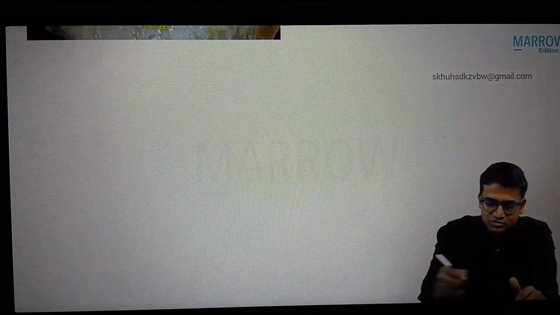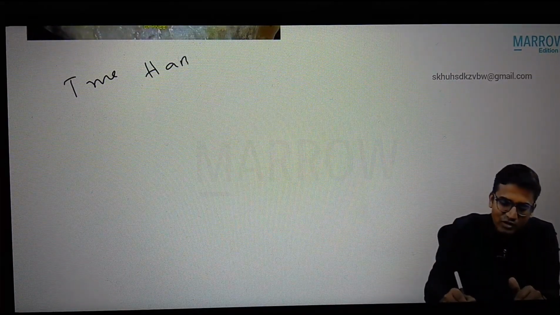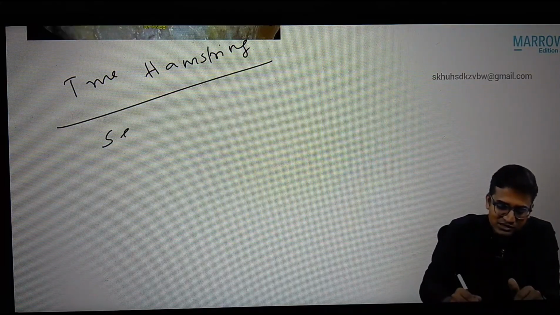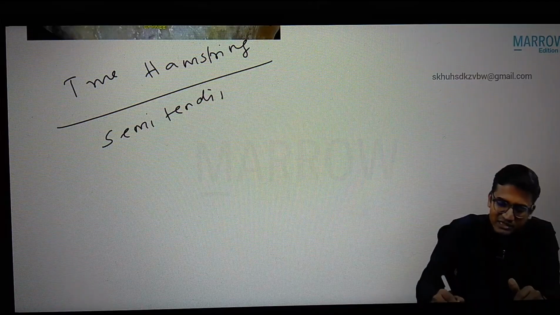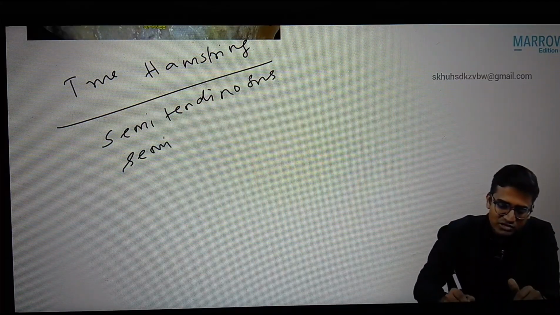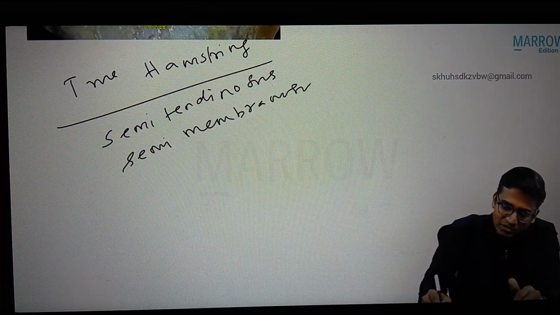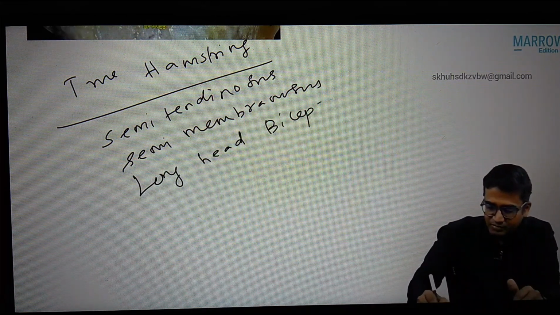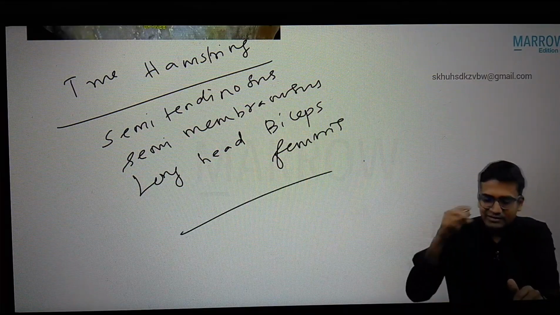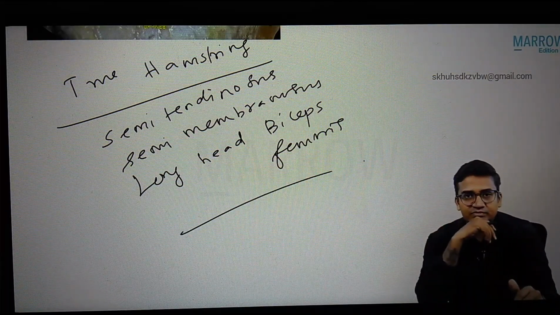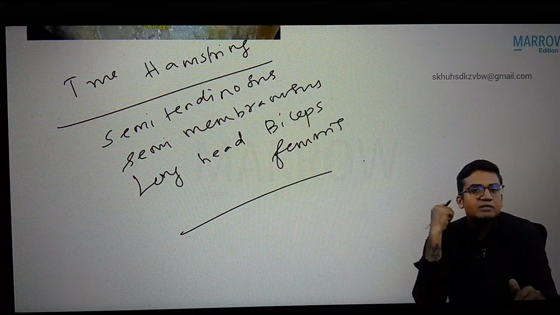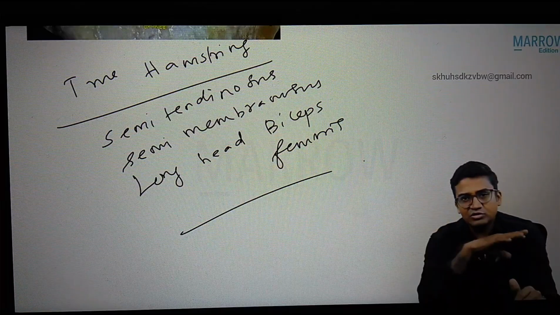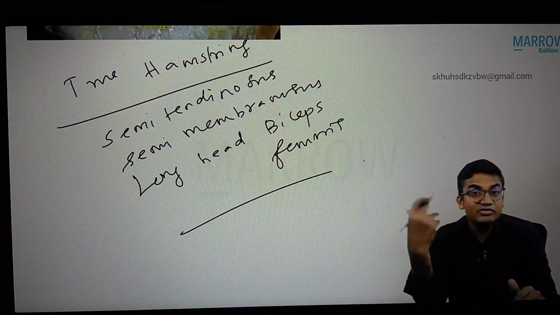Now, what are true hamstrings? True hamstring means we have only three muscles: semitendinosus muscle, semimembranosus muscle, and the long head of biceps femoris muscle. Okay, right. These three muscles are true hamstring muscles. Why is the short head not a true hamstring? Because of its origin from the femur. What about adductor magnus muscle? Adductor magnus muscle is also not a true hamstring because it is attached to the adductor tubercle of the femur bone.